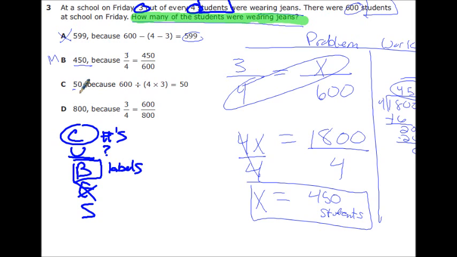C is saying that only 50 are wearing it. Well, it's 3/4. So even if it was half the students, that would be 300 students. So that's way too low, not possible. And it can't be 800 because my max is 600 students. So how can I have more people wearing jeans than students in the school? So not possible. So the answer has to be B.